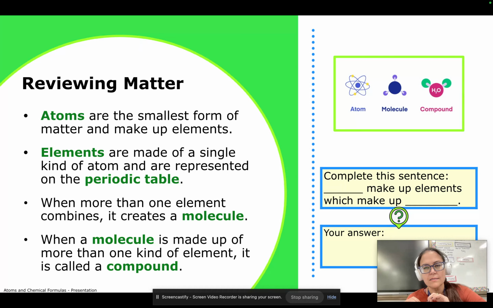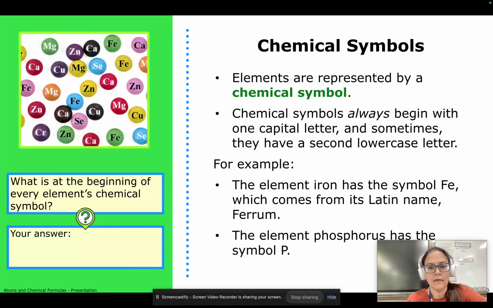How did I put this before? Not all molecules are elements, and not all molecules are compounds. All compounds are molecules, but not all molecules are compounds. That's what it was. So some molecules are elements, some molecules are compounds, but all compounds are molecules. Hopefully that makes sense.